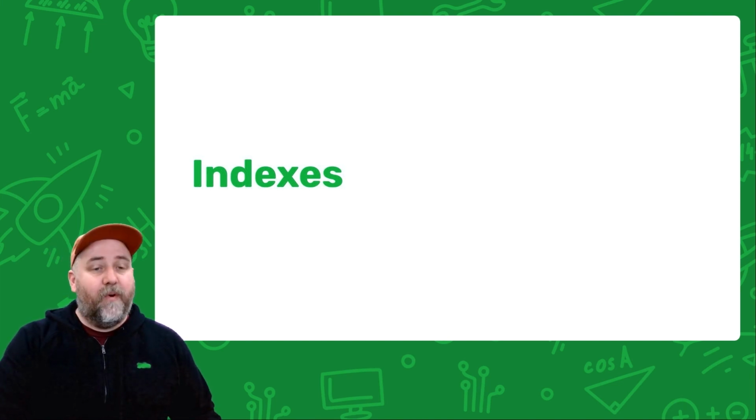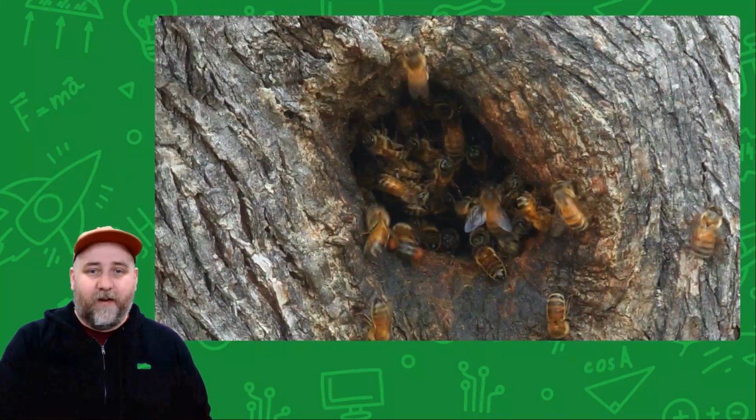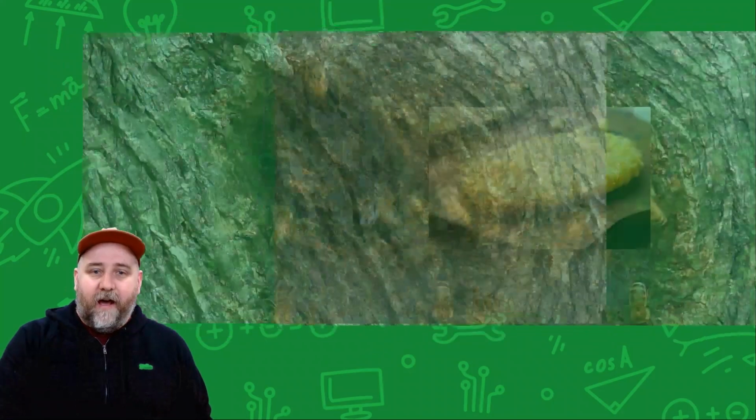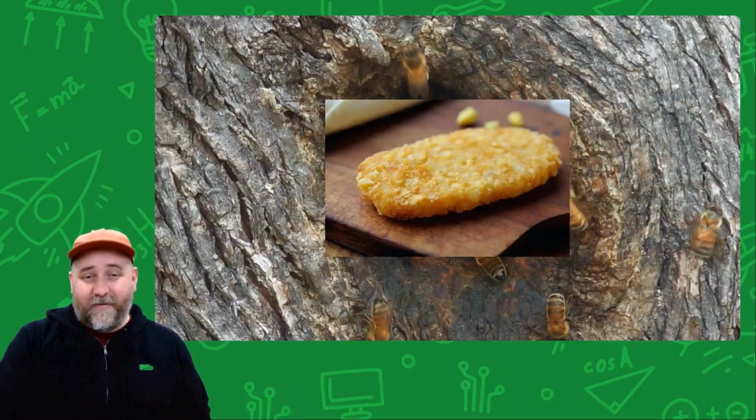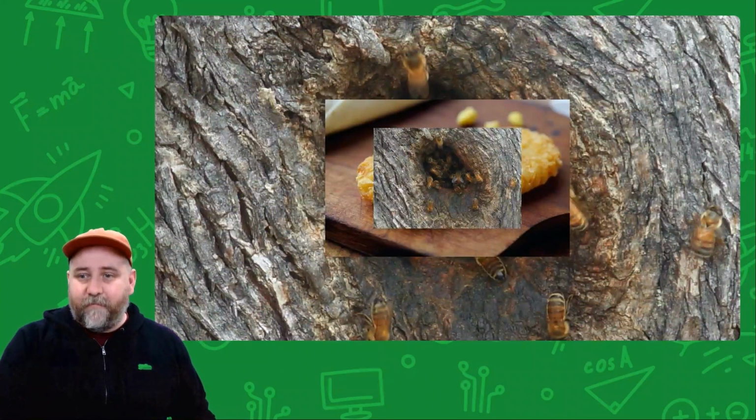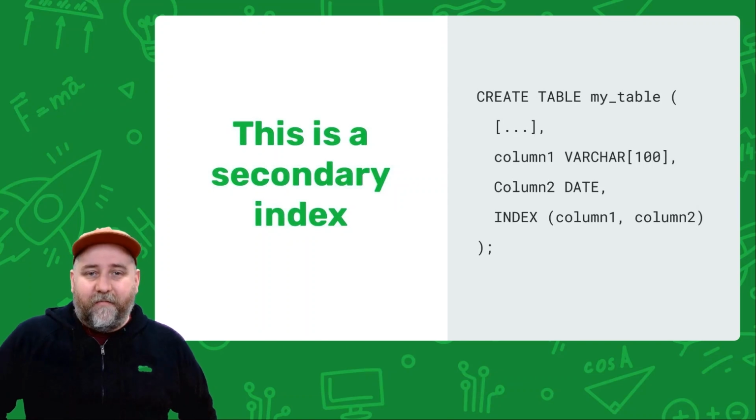So the majority of the time when you talk about an index in InnoDB, you are talking about a B tree. Sometimes you're going to be using a hash index. They have their uses, but the majority of the time it's the B tree. Now, what do they look like? In code, you'll be familiar with this one. This is what a secondary index looks like. You say index and name the columns that you want to have in it.